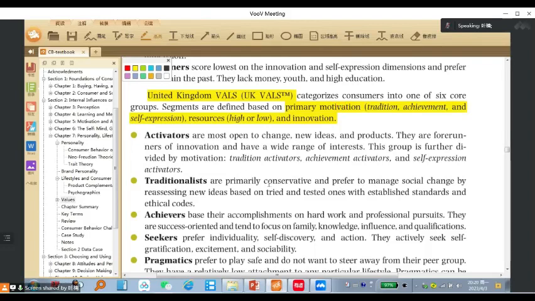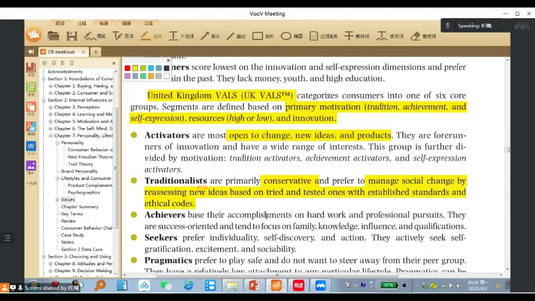Activators: open to change, new ideas, and products. Traditionalists: primarily conservative, and prefer to manage social change by reassessing new ideas based on tried and tested ones with established standards and ethical codes.